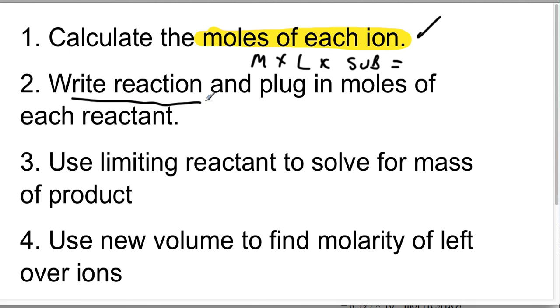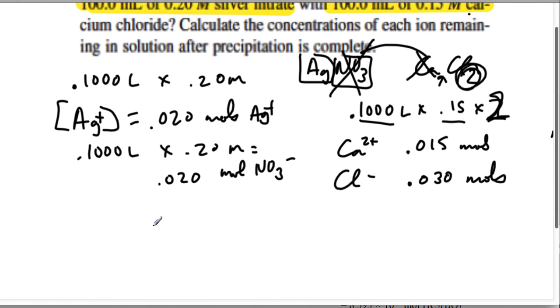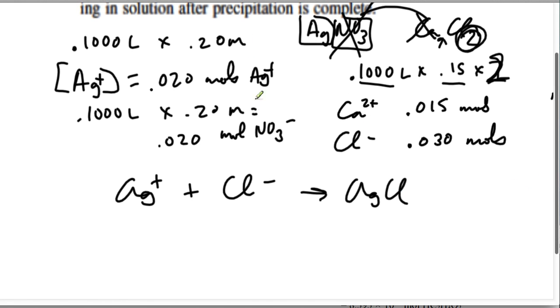Second step is write a reaction using solubility rules, and plug the moles in for each reactant. So if I come over here, using solubility rules, nitrate is always soluble, so you're going to put calcium nitrate together, and you should be able at this point to tell that you're going to take Ag plus in this reaction plus Cl minus, and it's going to produce AgCl. Those are my 2 reactants. Since those are my 2 reactants, I need the concentration of Ag right here, and my concentration of Cl right there. So I'm going to plug them in.